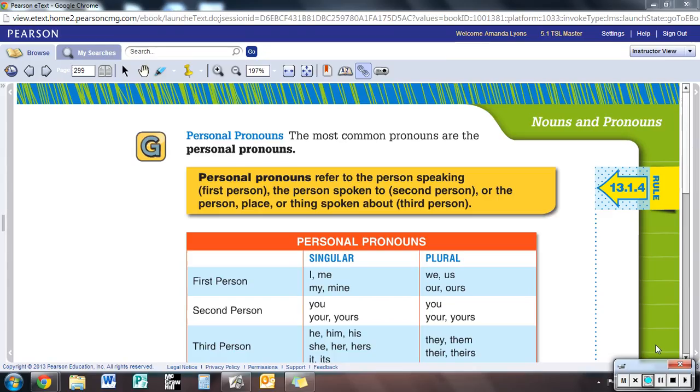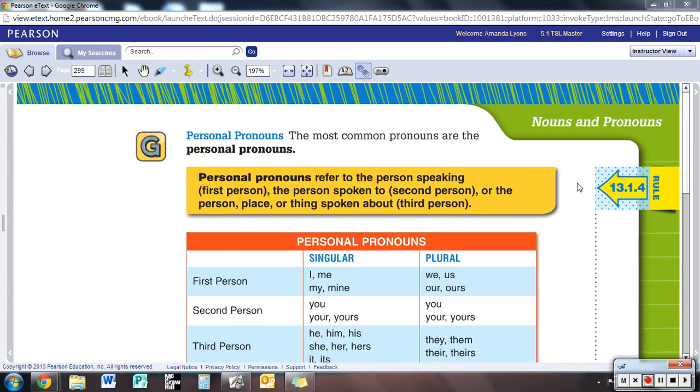Today we're going to take a look at personal pronouns. I'm on page 299 in the textbook. You see at the top of the screen, this is very important. The most common pronouns that you're going to run into are called personal pronouns. And then in the yellow you see the definition. Personal pronouns refer to the person speaking, the person spoken to, or the person, place, or thing spoken about.